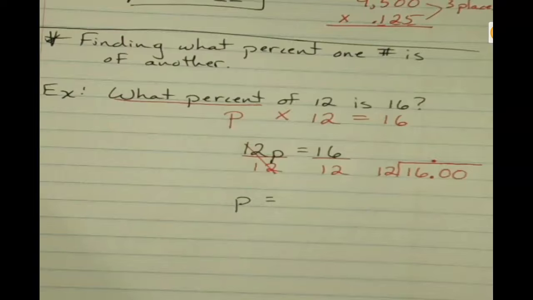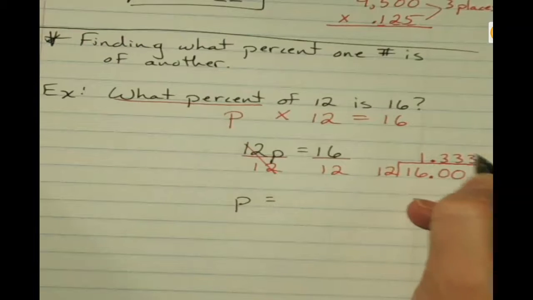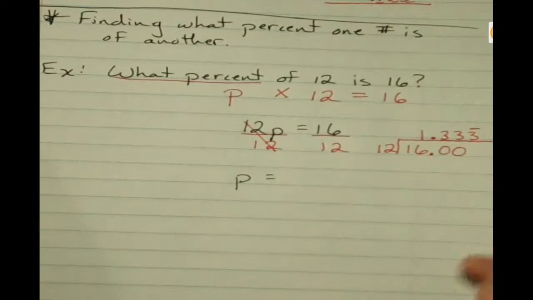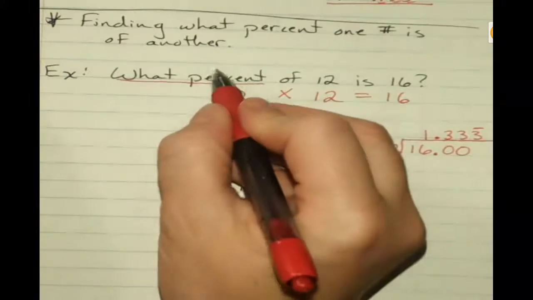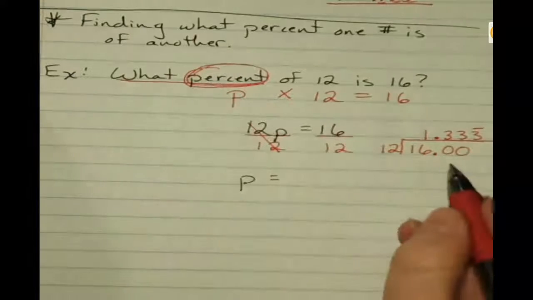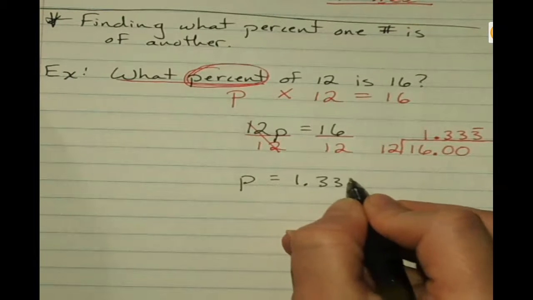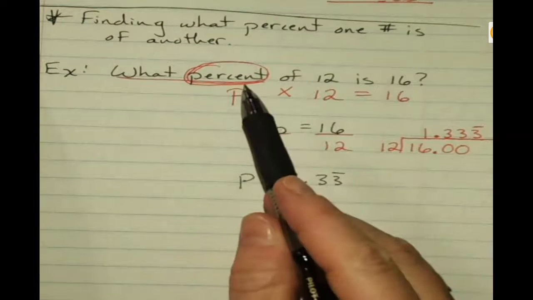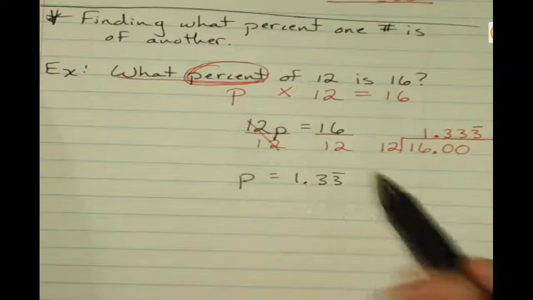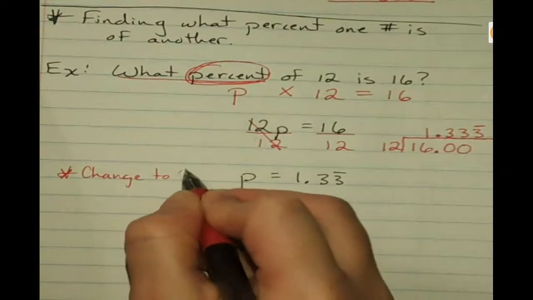Kelly? 1.3 with a line over the 3. Okay, so what you found is it's 1.3333, etc., repeating, right? Okay, well, here's the big kicker. We're looking for percent. What we have here is 1.33 repeating. So I had it in decimal form, but I need percent. I need to change this to a percent. Change to percent.